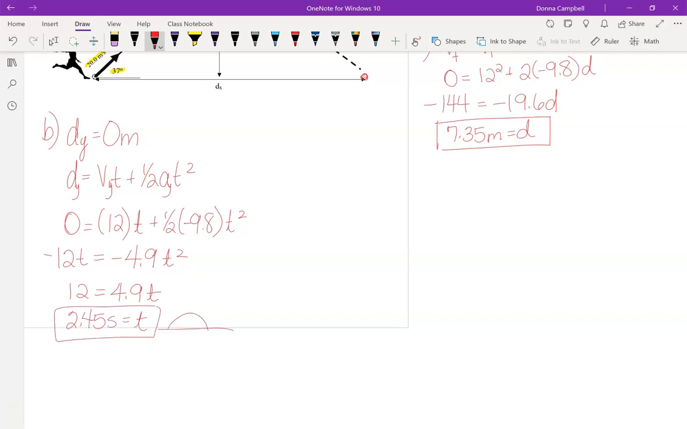If we wanted to get to the halfway point, we would just cut that time in half. So 2.45 divided by 2. You know, it did have that second question. So then let's see what C says.